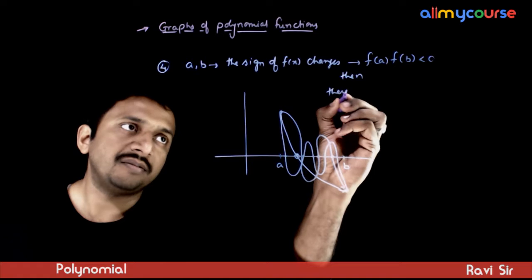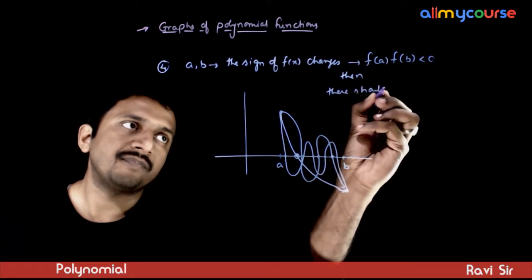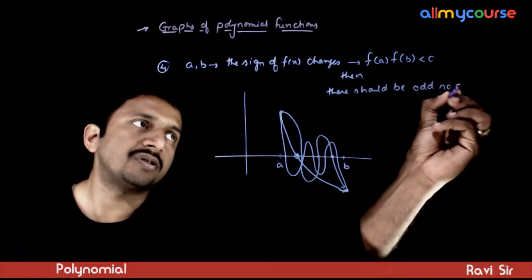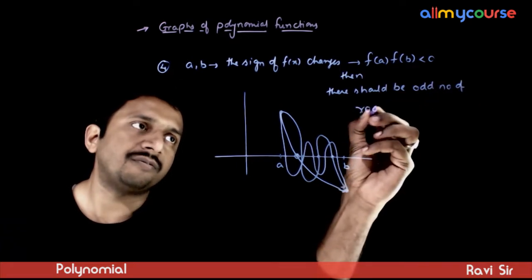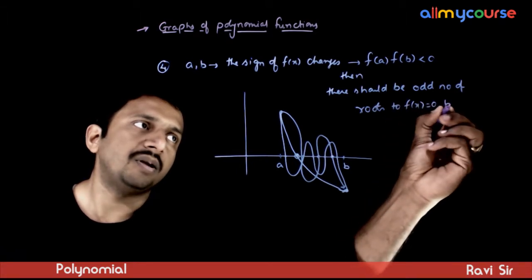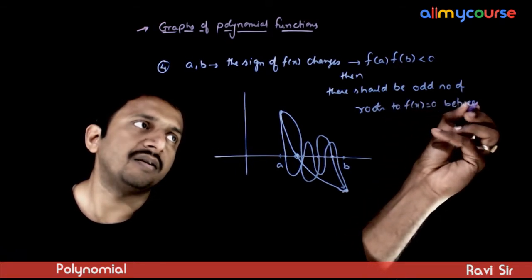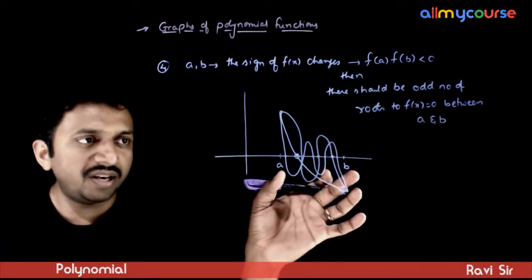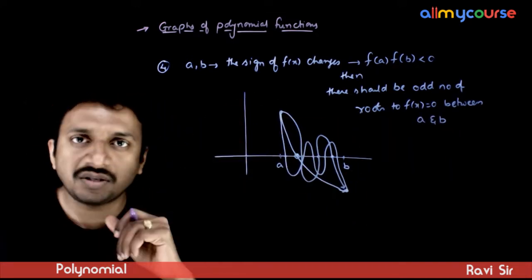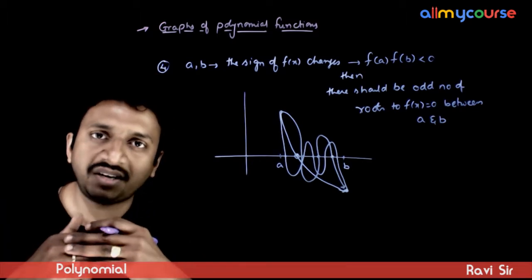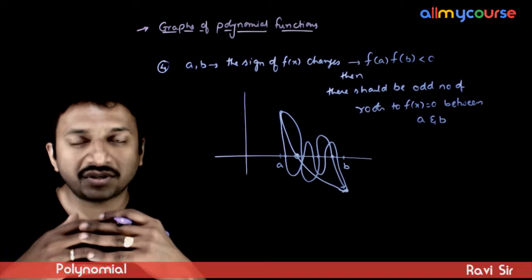there should be an odd number of roots to f of x is equal to 0 between A and B. So between A and B, f of x is equal to 0 should have an odd number of roots, that is 1 root or 3 roots or 5 roots, and so on.